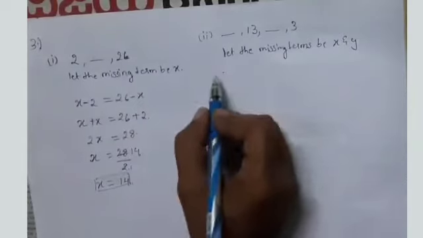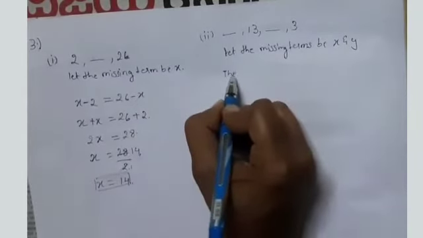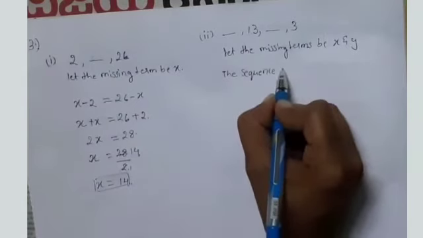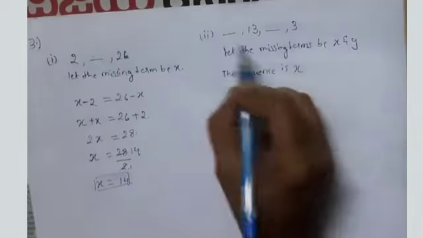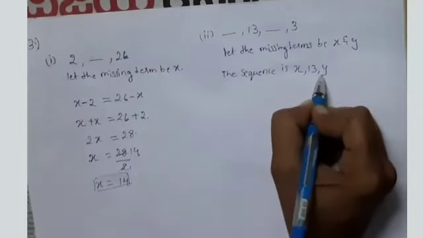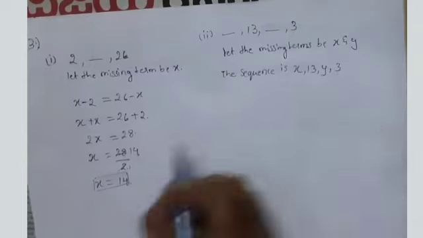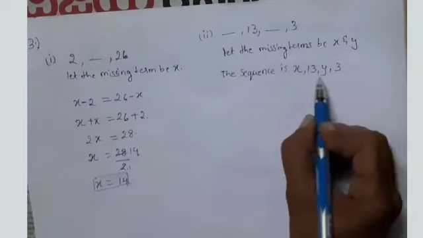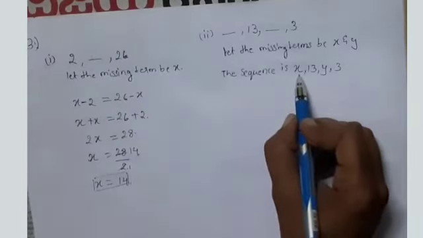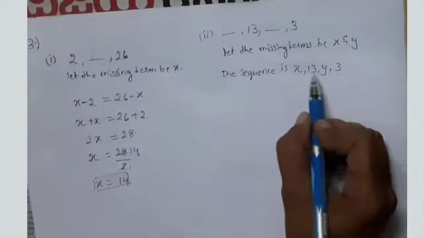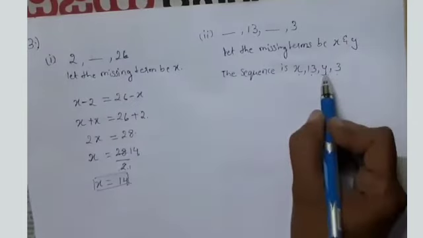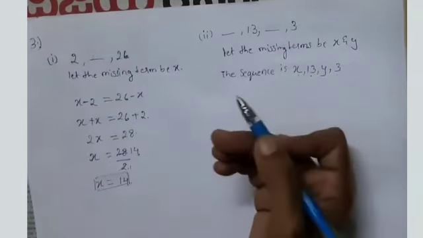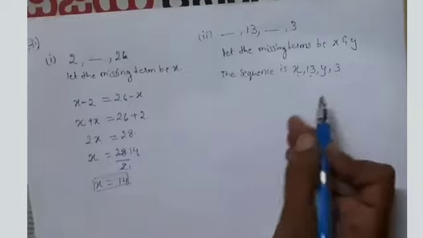If it is an AP, then it is not possible. Therefore, now what will be the sequence? The sequence is x, the missing term, comma 13, comma another missing term y, comma 3. So from here let us find out. If you take 13 minus x, then y minus 13, it should be equivalent to y minus 13. If you take in such manner, then both the sides you will get different variables. From there you will not be able to solve it properly.